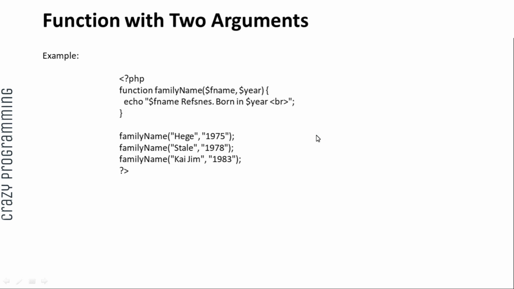So tell me what will be the output of the first call. The output will be Hege Refsnes, born in 1975. This is the output, and like that it will continue. The line changes, which is what the line break does. Then the second function call is Stale, 1978. This means Stale Refsnes, born in 1978. Like this, Kai Jim also.